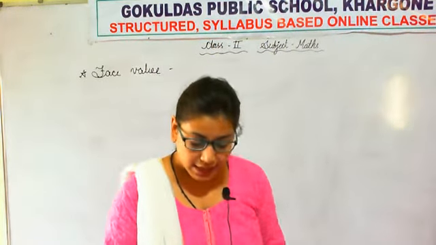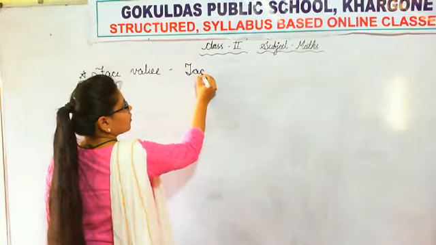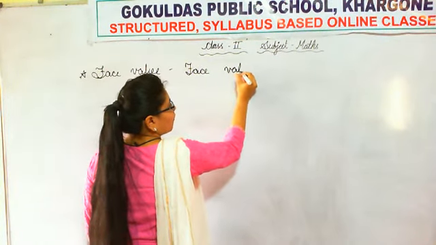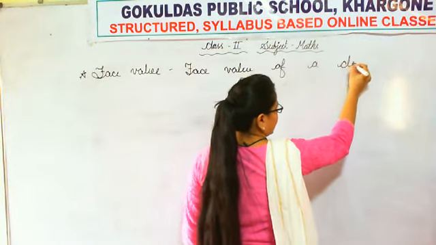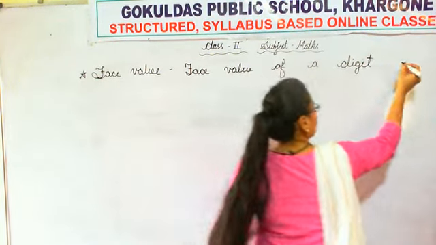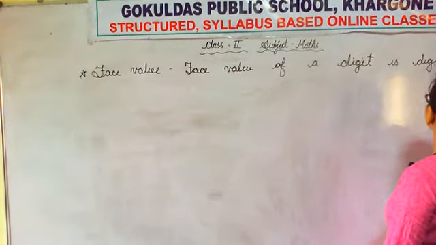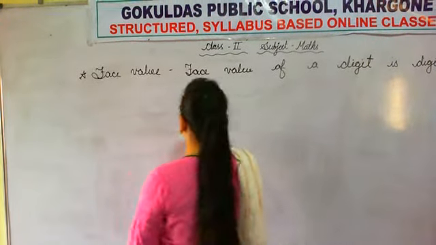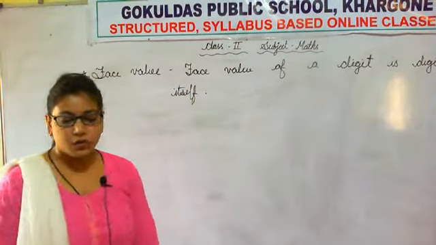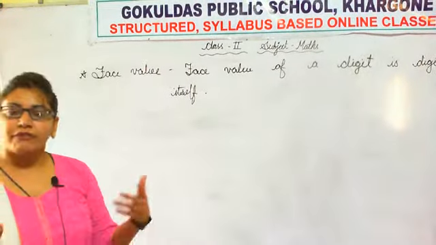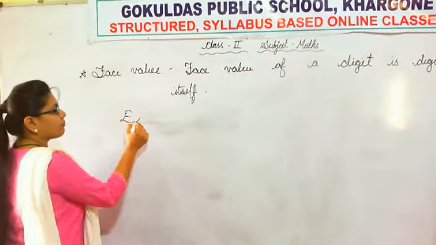Face value of a digit is the digit itself. So how do we define face value? The face value of a digit in a number is the digit itself. Let us take an example.